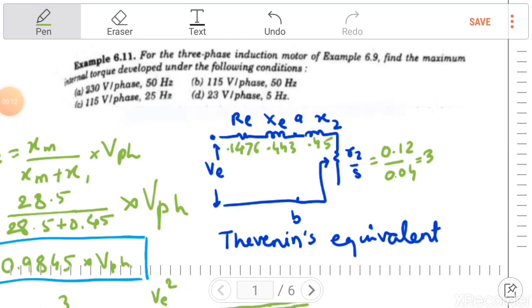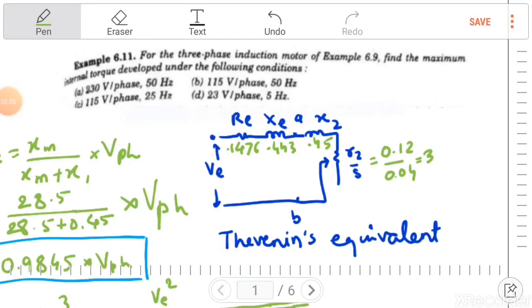In this problem, four different conditions are given and we have to find the maximum internal torque developed under these conditions. In option A, phase voltage is 230 volt and frequency is 50 Hz. In option B, phase voltage is reduced to half and frequency remains the same. In option C, phase voltage and frequency are both reduced to half. And in option D, phase voltage and frequency are divided by 10. We have to see the maximum torque in the four cases.